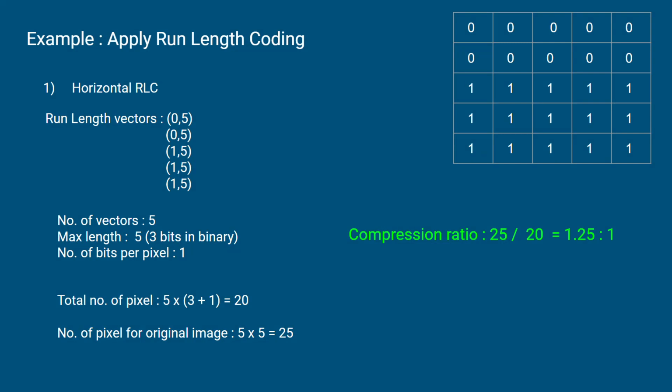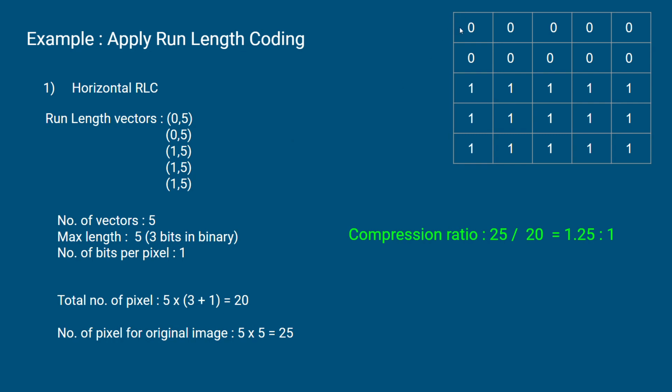Now, let's discuss an example. As you can see, there is a simple binary image. There are two methods to do this. The first one is horizontal RLC and the second one is vertical RLC. First we will see horizontal RLC. In horizontal RLC, we first compute run length vectors. Here we are going horizontally, therefore we go through the rows.